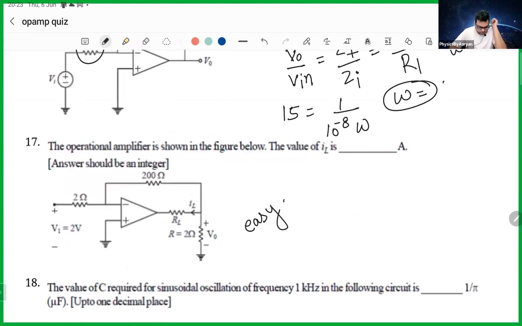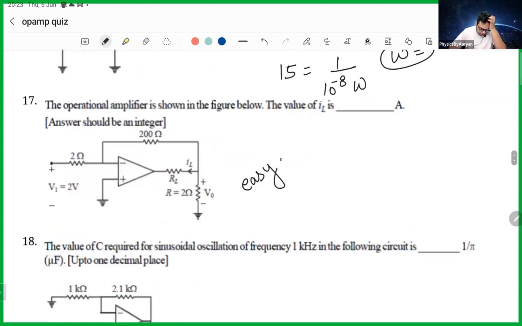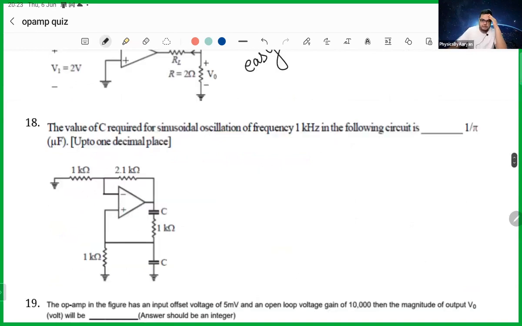Now this thing, did I talk about this? I think it is a Wien bridge oscillator. But what are they asking? Let's see. This is basically known as the Wien bridge oscillator. I will send you the lecture for the Wien bridge oscillator as well.